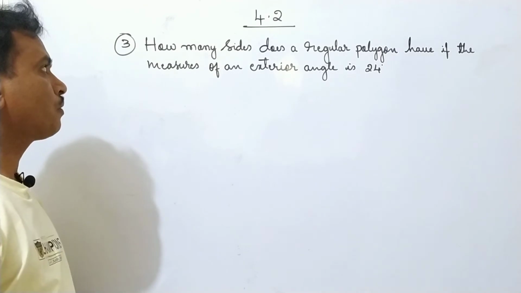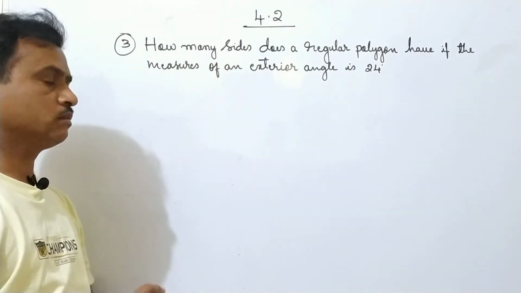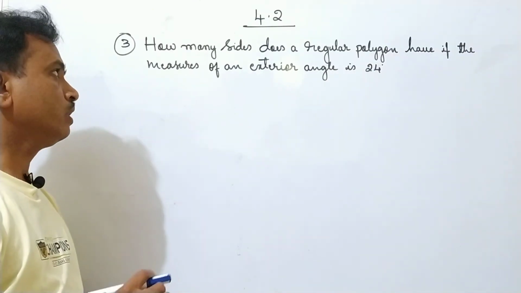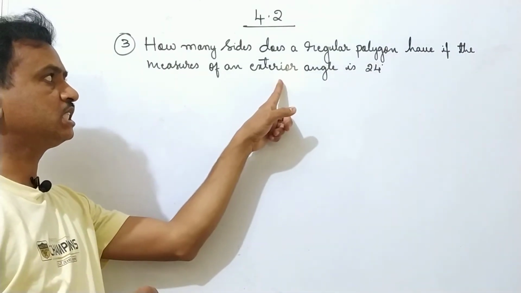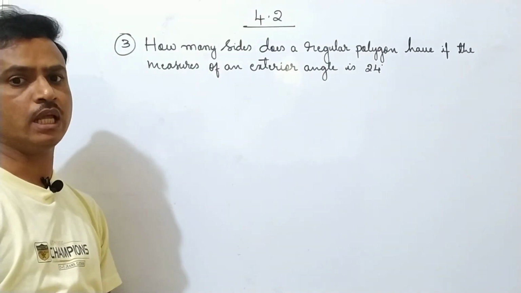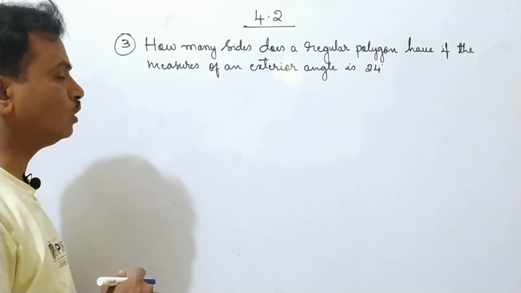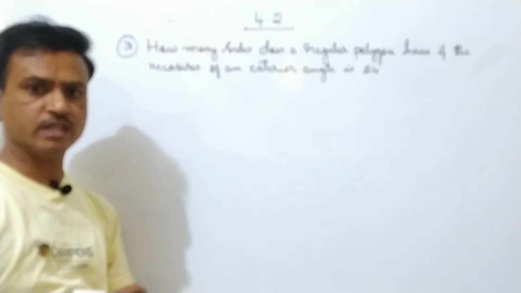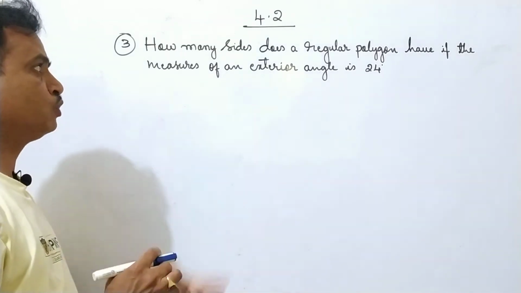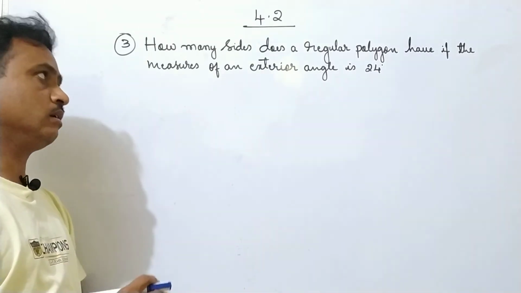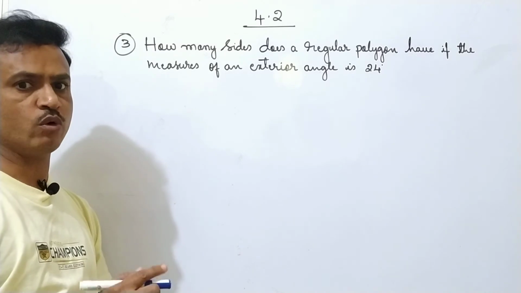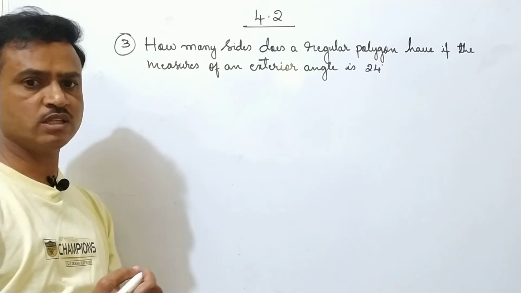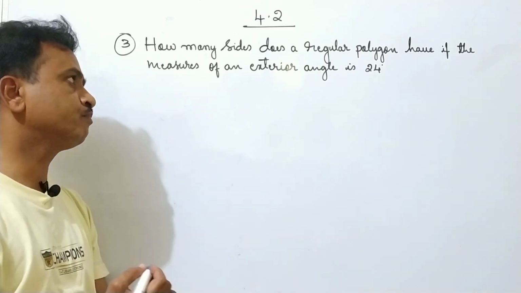Second question here: how many sides does a regular polygon have if the measure of an exterior angle is 24 degrees? In that regular polygon, the exterior angle is 24 degrees. Now here we should find how many sides the regular polygon has. Now we know that from the previous problem.